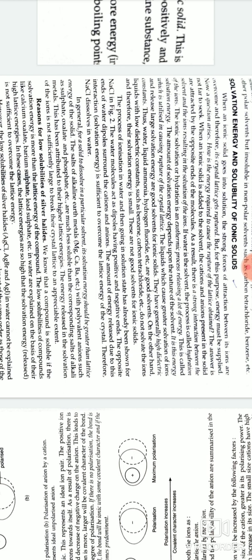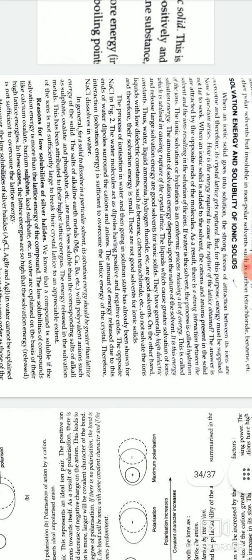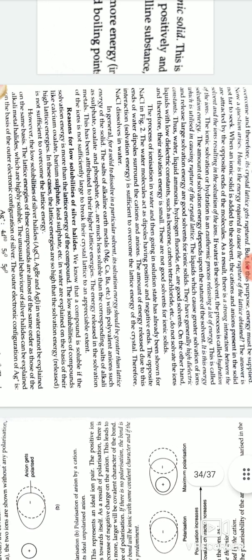When an ionic solid is added to the solvent, the cations and anions present in the solid are attracted by the opposite ends of the solvent molecules. As a result, there is a strong interaction between the solvent and the ions, resulting in the solvation of the ions. If water is the solvent, the process is called hydration of the ions. The ionic solvation or hydration is an exothermic process releasing a lot of energy. This is called solvation energy. The amount of solvation energy depends upon the nature of the solvent. It is the energy which is utilized in causing rupture of the crystal lattice.